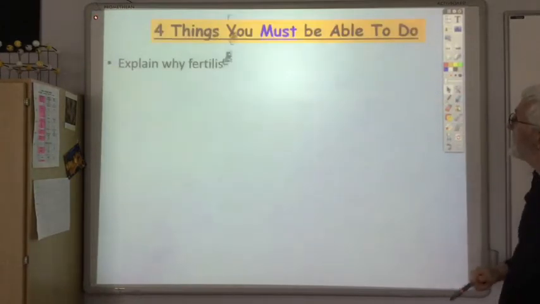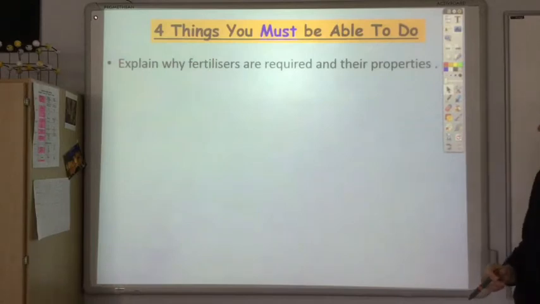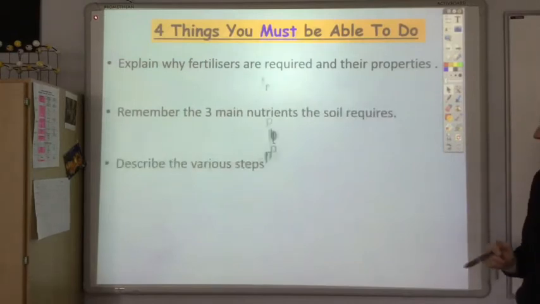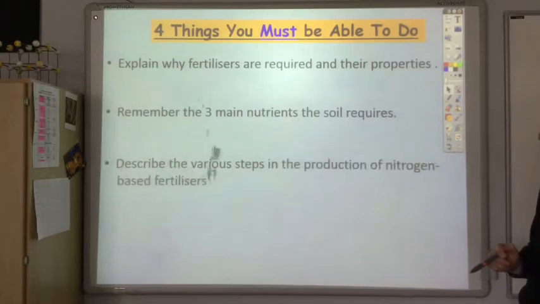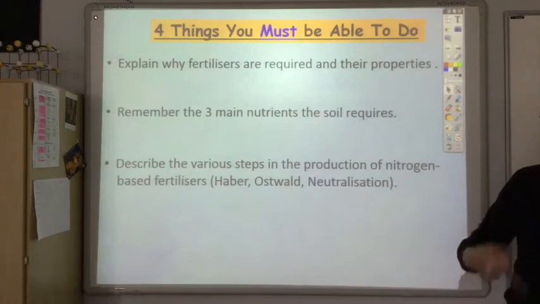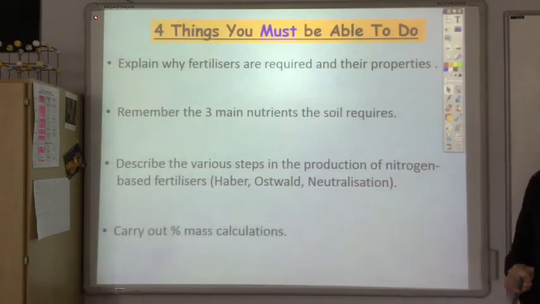So 4 things you must be able to do. Explain why fertilizers are required and the properties. Remember the 3 main nutrients that soil requires. Describe the various steps in the production of nitrogen-based fertilizers. So Haber, Ostwald, neutralization. And carry out percentage mass calculations.